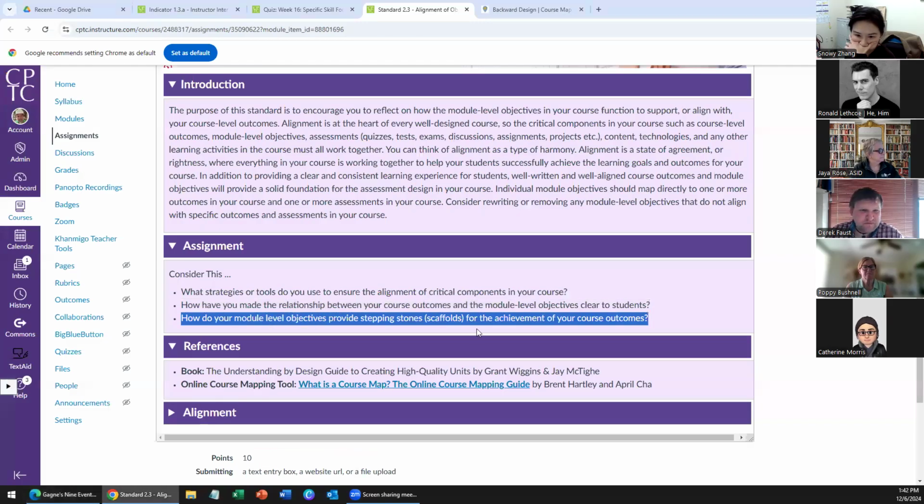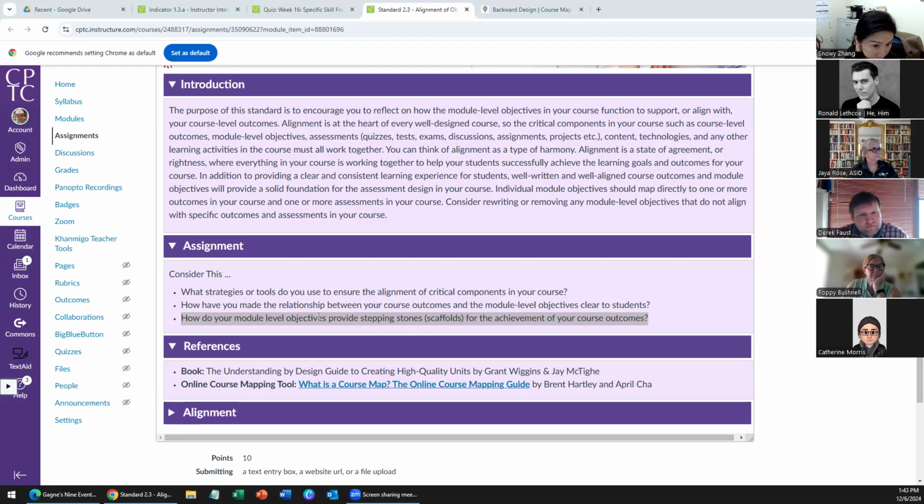I want to talk. Let's see. We got one more question here from this list. So if y'all will humor me, and then we can go through this, and then like I said, I'll go over that resource, the content map. How do your module level objectives provide stepping stones for the achievement of your course outcomes? So this should be the one that I was on, Kelly. How do the objectives serve as the stepping stones towards reaching the outcomes?